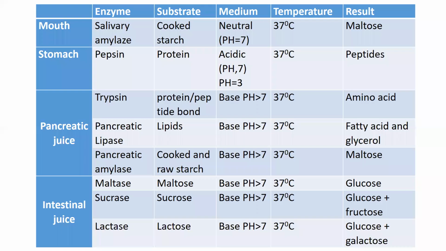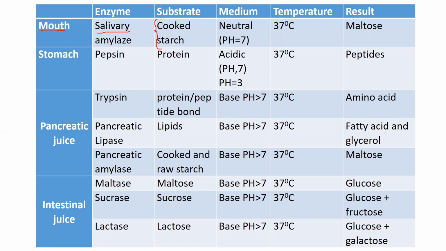Now this table, you can find it also in your booklet. As you can see, the enzyme, as I told you, is a biological catalyst. It acts on a specific substrate. Let's see, the enzyme salivary amylase is found in our mouth. Which substrate does it act on? What is the specific substance that it acts on? It acts on cooked starch, let's say. And it acts in a specific medium.